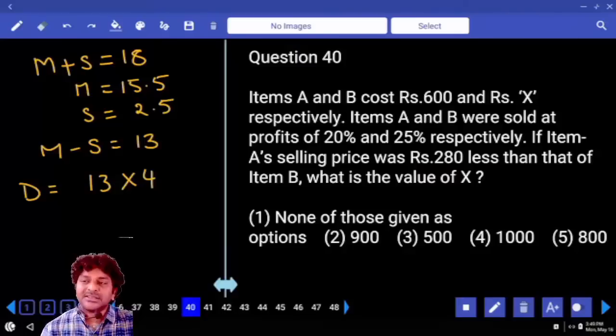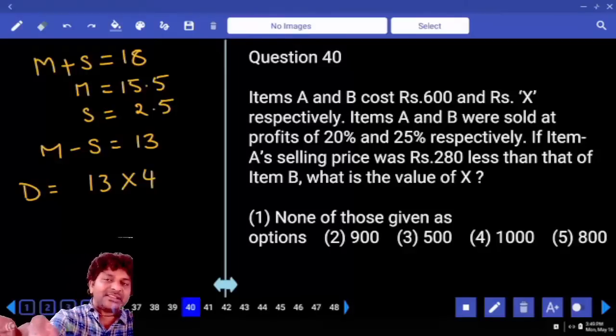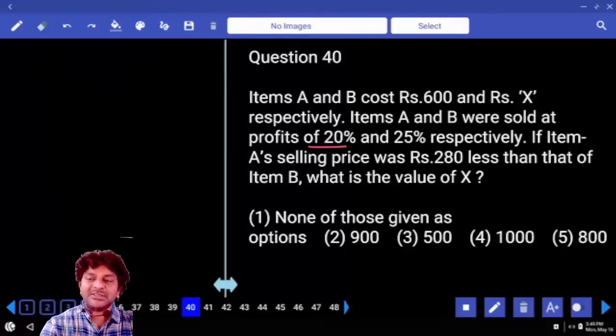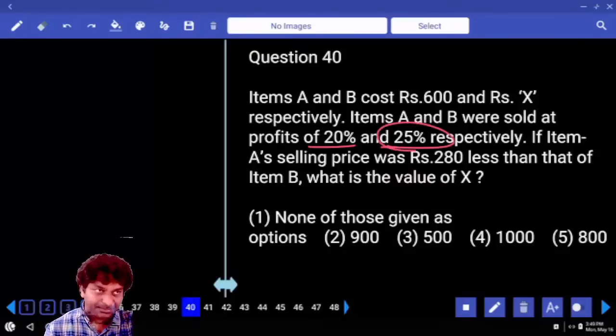Items A and B cost is 600 rupees and then X rupees respectively. Items A and B were sold at a profit of 20% and 25% respectively. If item A's selling price was 280 less than that of item B, what is the value of X? I'll first write the equation. Item A is sold at 20% profit and B is sold at 25% profit. So whose selling price is more? A or B? B.